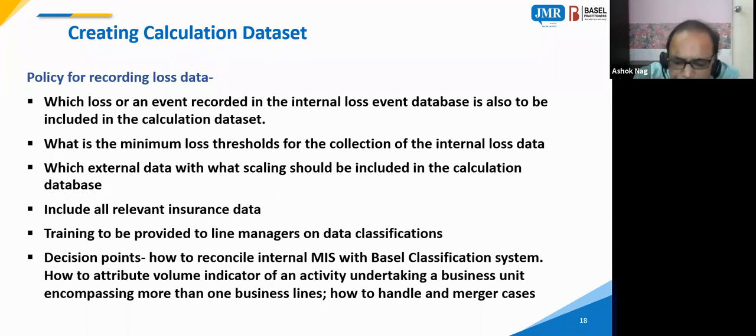In any case, suppose a particular bank in India or anywhere else has the equivalent of say $2,500 or $5,000 as the threshold below which I don't want to see the details of each event minutely. I just want to know the total losses of this kind of event, the number, and some broad characteristics. Which loss events recorded in the internal loss event database are also to be included in calculation data sets? A calculation data set means I am trying to create a distribution of losses, so which losses are included in the calculation is important.